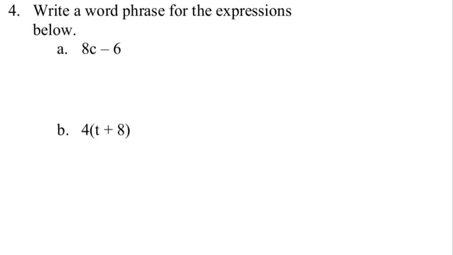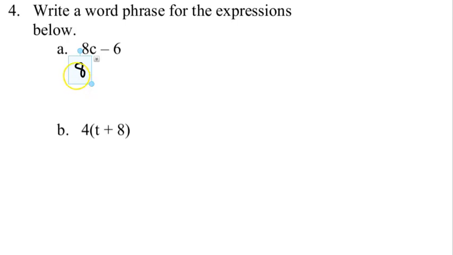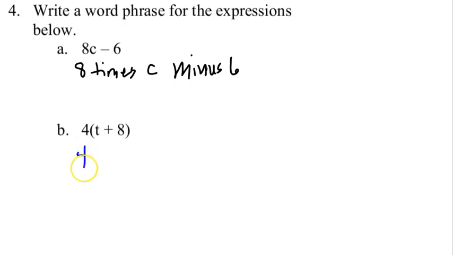Question 4, we need to write the word phrase for the expressions below. So this would be 8 times a number. Or you can write 8 times c minus 6. Now there's more than one way of writing it. I'm just writing it one way. You could say the difference of the product of 8 and c and 6. That also works. This next one, I would have 4 times.